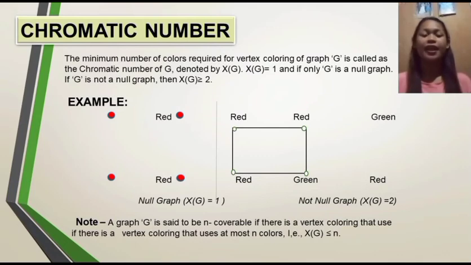Chromatic number. The minimum number of colors that a graph G can be colored with is called the chromatic number of the graph. It is denoted by the Greek letter chi. If graph G can be colored with k colors, where k is greater than or equal to chi, then graph G is said to be k-colorable.